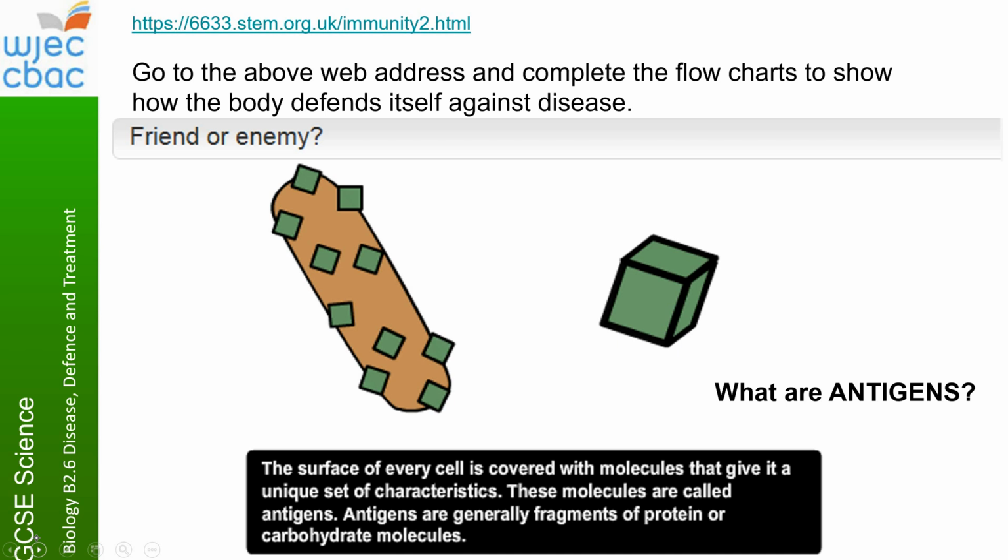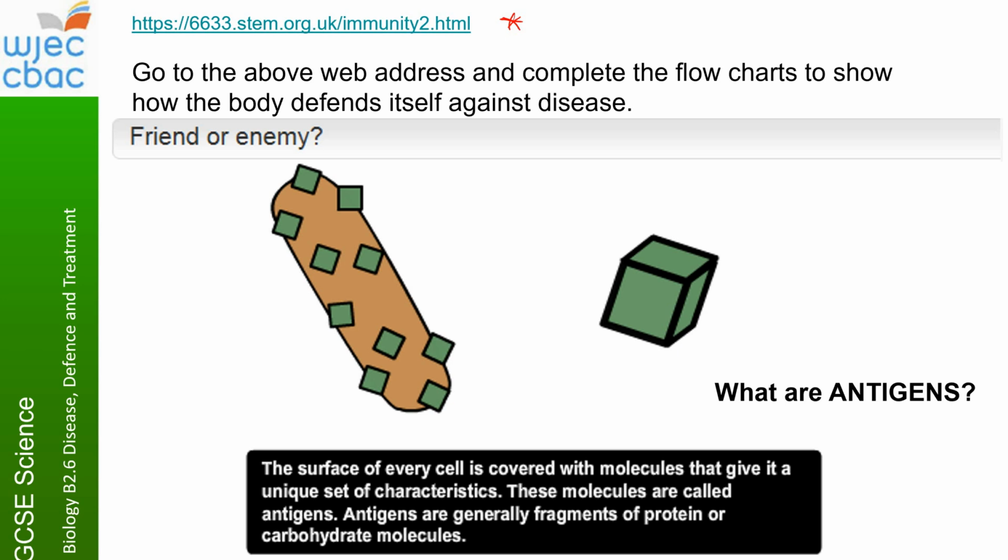So we're going to go on to a little bit more detail about, okay, the immune response. And you can find this at this website link here, okay? But I've put it into this PowerPoint as well, all of the images, okay? So we've got 3 flowcharts on the opposite page. This is called friend or enemy.